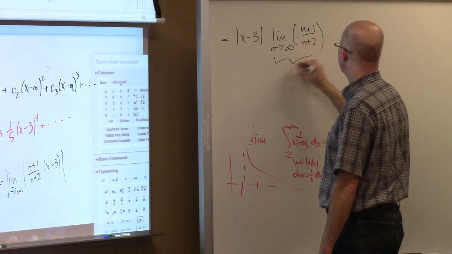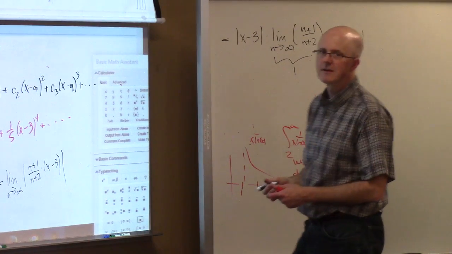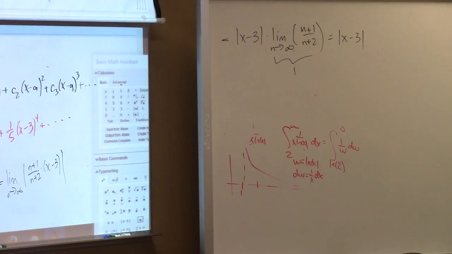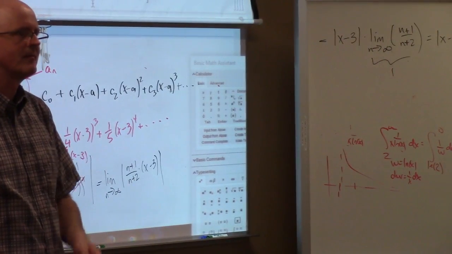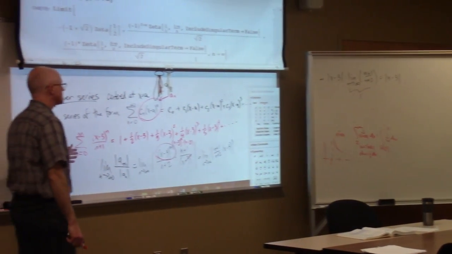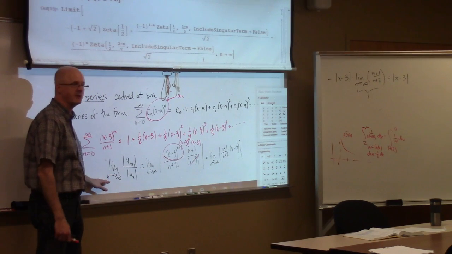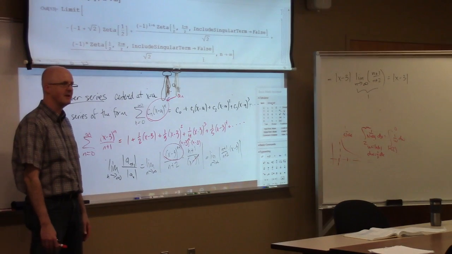This limit is 1. So the answer is the absolute value of x minus 3. That's this limit. It's dependent on x. It depends on what x is. What do we say for the ratio test? The original series would converge if this limit is less than 1. It will diverge if the limit is greater than 1. And if the limit equals 1, there's no information provided.